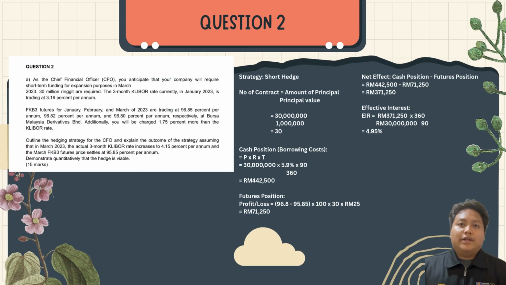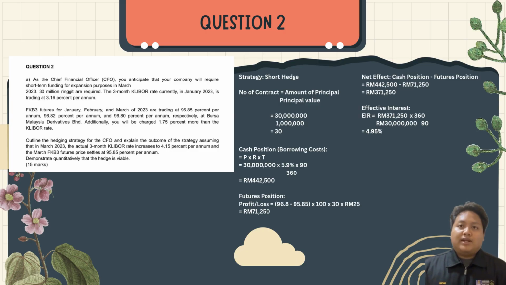Alright, continue with question 2. In January 2023, we anticipate a requirement for a short-term loan of 30 million ringgit to be drawn down 2 months later, in March 2023. At that time, the 3-month LIBOR rate was trading at 3.60% per annum. However, our bank charges us a premium of 1.75% over LIBOR.